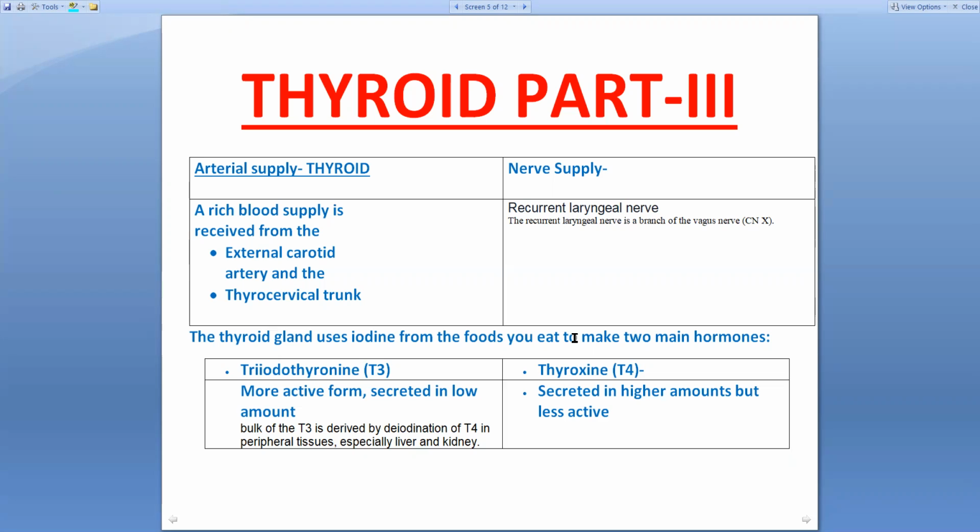Bulk of T3, the more active form, is derived by deiodination of T4 in the peripheral tissues, especially liver and kidney. So deiodination of T4 does not occur in the thyroid gland. It occurs in the peripheral tissues and mainly in liver and kidney.